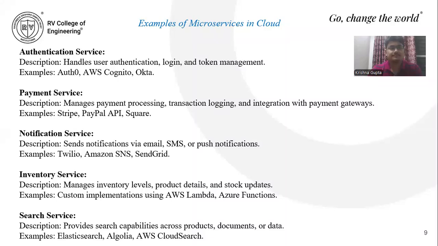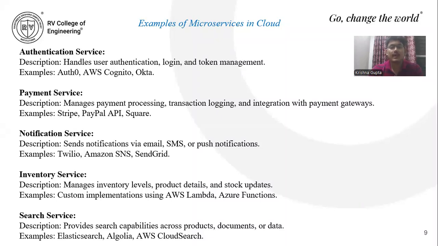Notification service. Now we can easily send notifications via email, SMS, or push notifications. That can be done using Twilio, Amazon SNS, SendGrid. Amazon SNS stands for Amazon Simple Notification Service, which is the most widely used notification service provided by the AWS services. Inventory service.